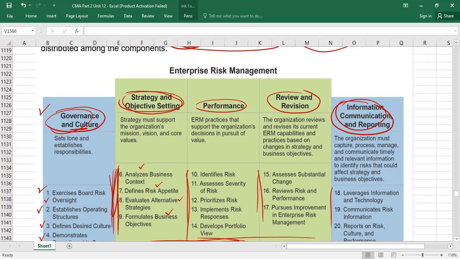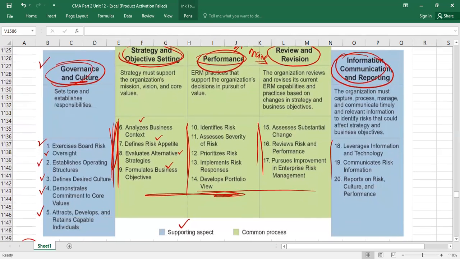Then we have here performance. Performance means simply you should have risk management, like a risk management department. And there what you will do, I can explain from here also. There are five principles under performance. Number one, identify risk, assess severity of risk, prioritize risk, implement risk response, develop portfolio. So I'm going to explain these now.